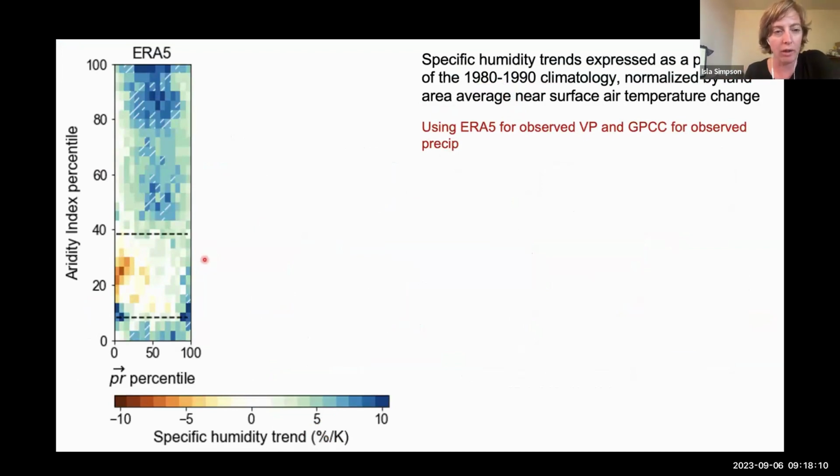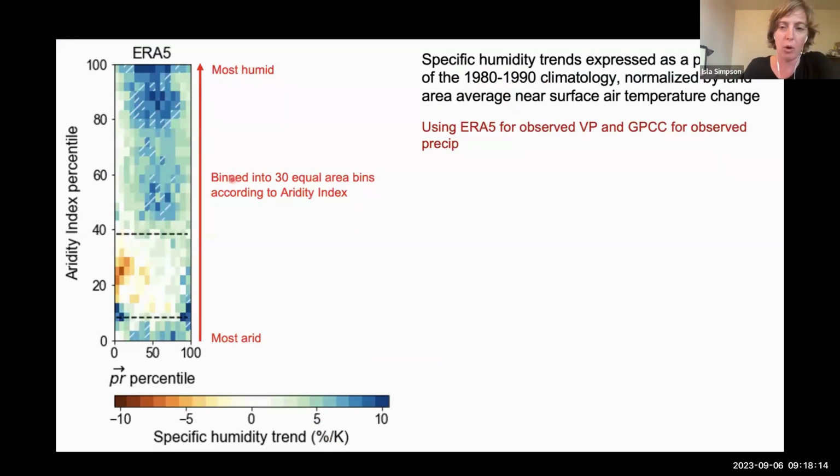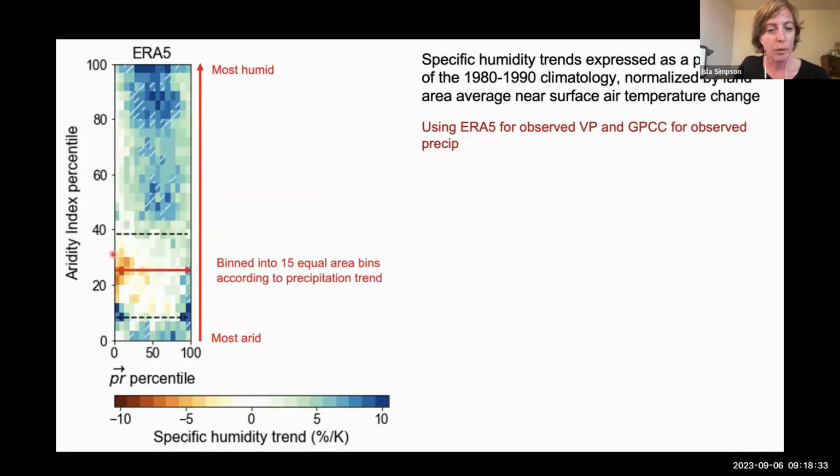So what I've done here is taken all of the grid points of the planet just over land and binned them into 30 equal area bins on the y-axis according to their climatological aridity. So we've got the most humid regions on the top and the most arid regions on the bottom. And then for each aridity bin, we've binned into 15 equal area bins according to the precipitation trend. So we've got the most negative precipitation trend on the left, the most positive on the right, and near zero trend at the 50th precipitation percentile. And then these white hatched bins are bins where the trend is between 6.5 and 7.5% per Kelvin. So this is around the 7% per Kelvin trend we'd expect based on Clausius-Clapeyron scaling.